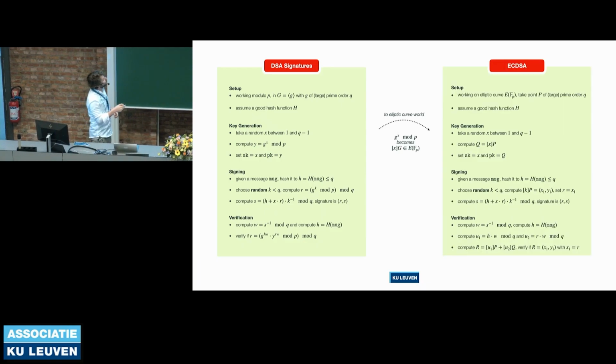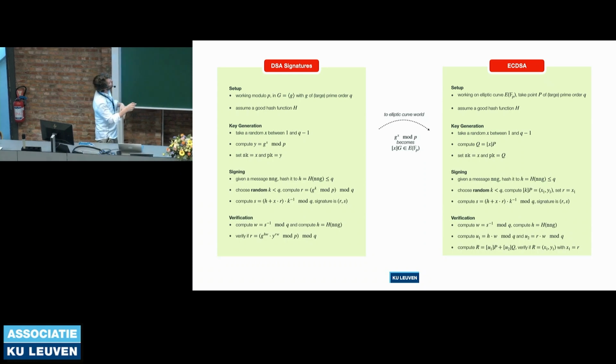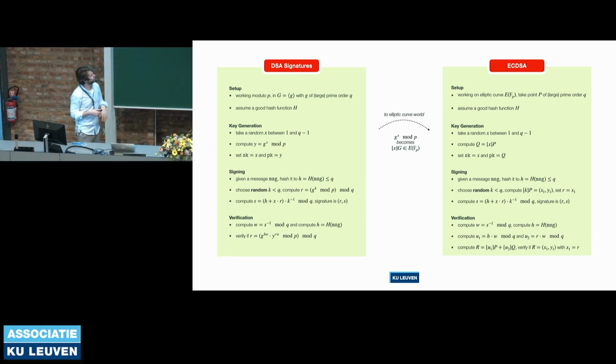So the setup is now, again, we are working on an elliptic curve, one of those standard ones that we have. And we have a point G there of a very large prime order. And all of those elliptic curves have such a point, which we call the generator, which is always given in the setup. And we have this hash function again.